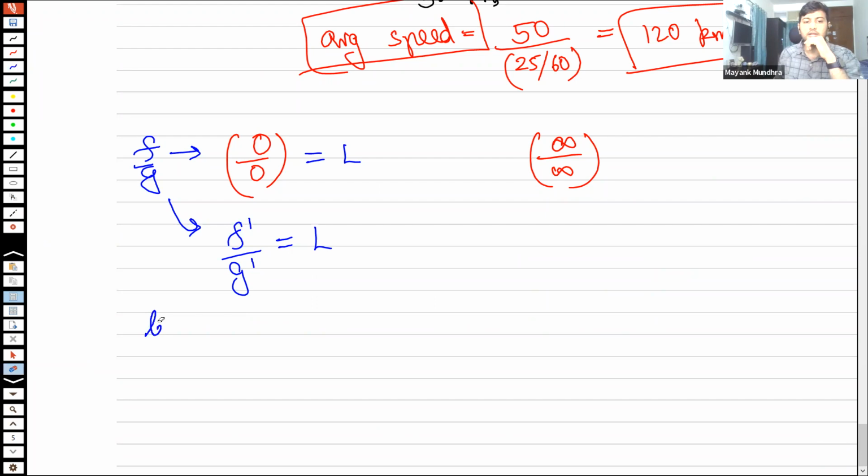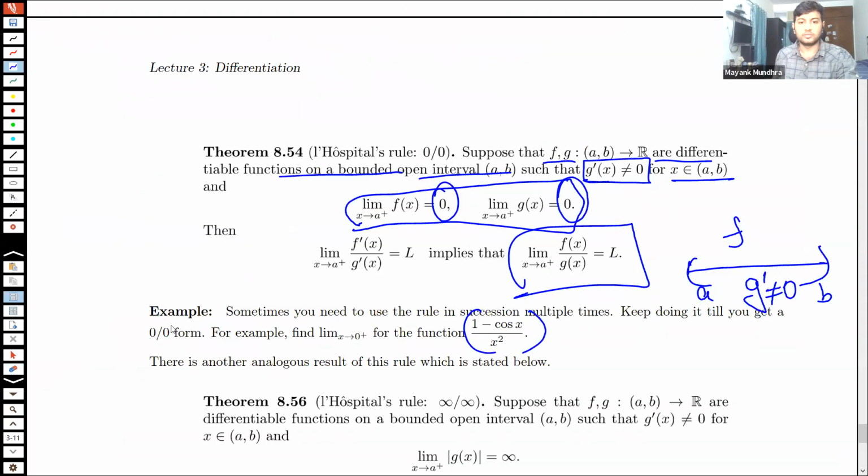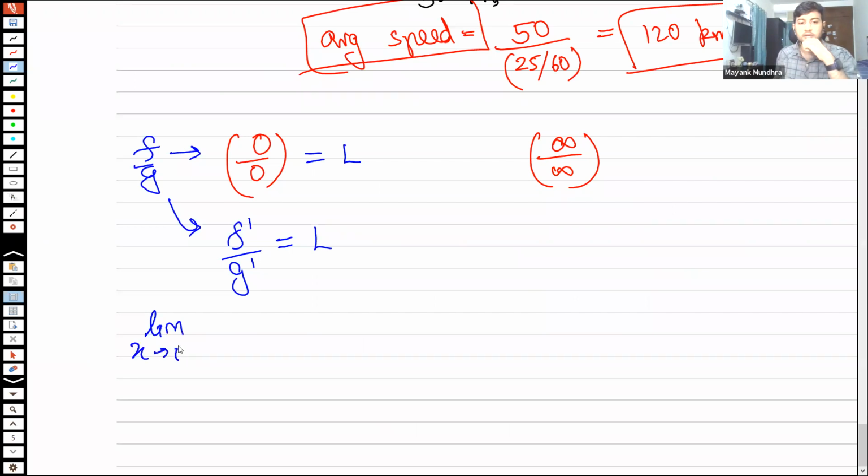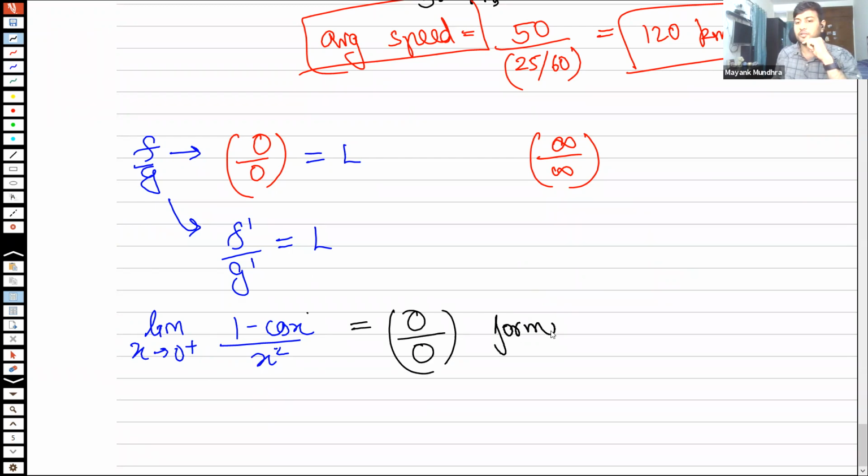So find the limit as x tends to 0 plus of (1 minus cos x) upon x squared. So 1 minus cos x at 0 is 1 minus 1, so that is 0. x squared is also 0, so this is 0 by 0 format. So when you have 0 by 0 format, you can apply L'Hopital.